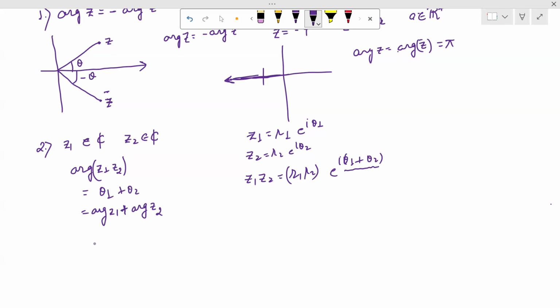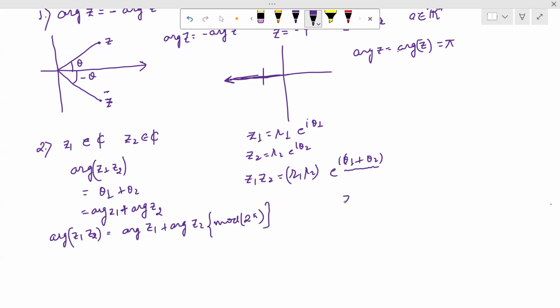More appropriately, in books you may find the expression written this way, which is a more general expression: argument of Z1 Z2 is equal to argument of Z1 plus argument of Z2 mod 2 pi. One can verify this. It's quite easy to see.